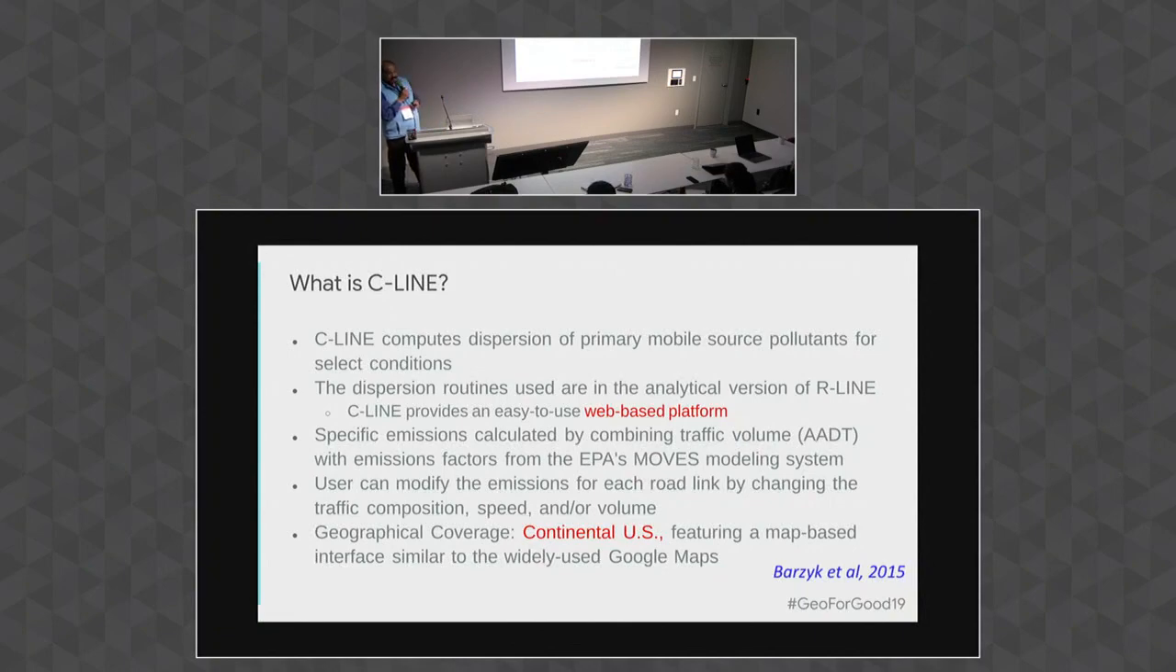C-LINE is the community scale line source model. It computes dispersion of primary mobile source pollutants for select conditions. It's a web-based platform. It's just like using a web browser. If you use Google Maps, you know how to use C-LINE. Okay, as simple as that.